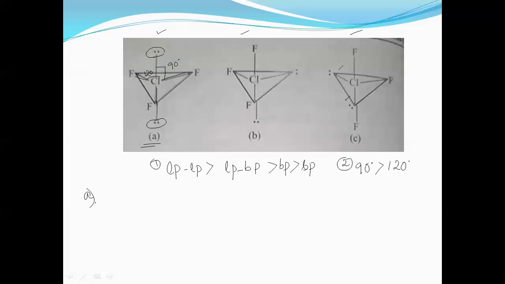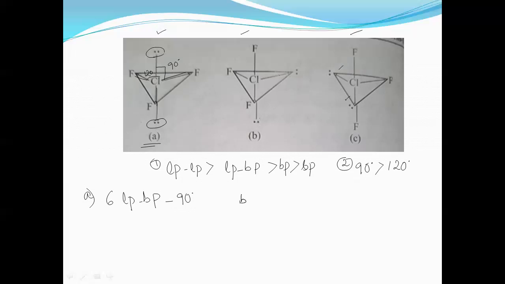When we come to structure A, how many 90 degrees repulsions are there? Let's look at it. With this lone pair, 1, 2, 3 lone pair bond pair. And again with this lone pair, 1, 2, 3. So total 6 lone pair bond pair repulsions, that is of 90 degrees.